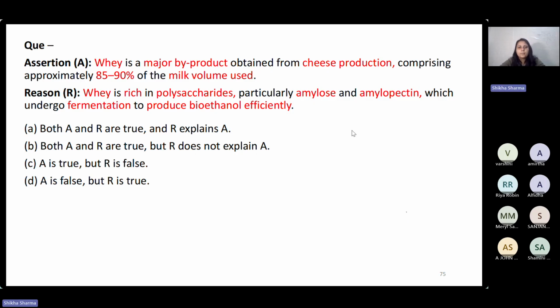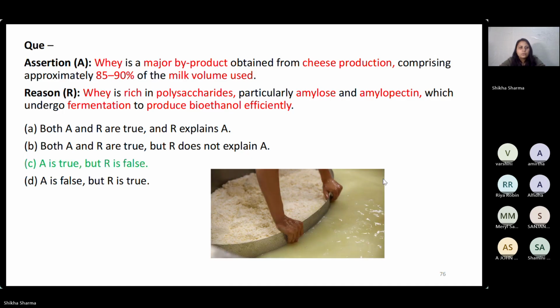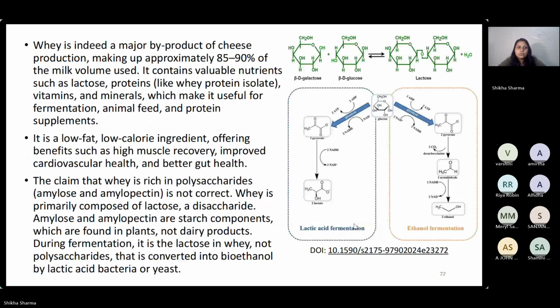Okay, let's see the solution. So here the assertion is true, but the reason is false. This watery part is the whey. So whey contains lactose, which is made from galactose and glucose. This whey is a major byproduct of the cheese production, around 85 to 90% of the milk volume used.